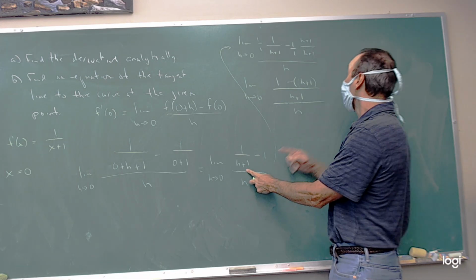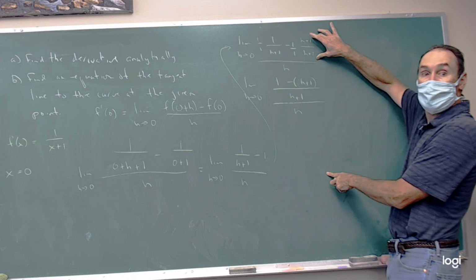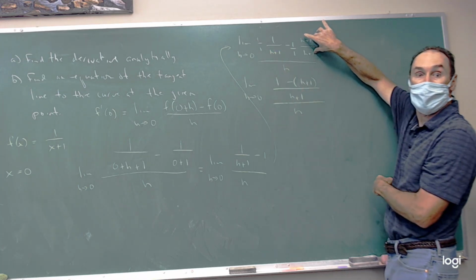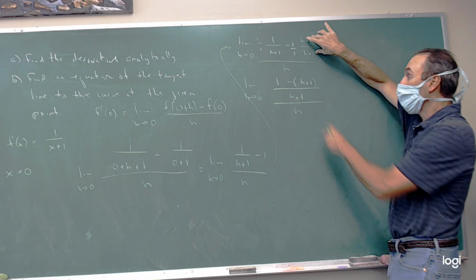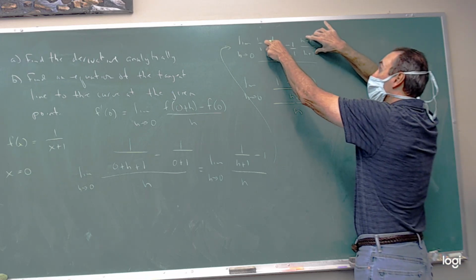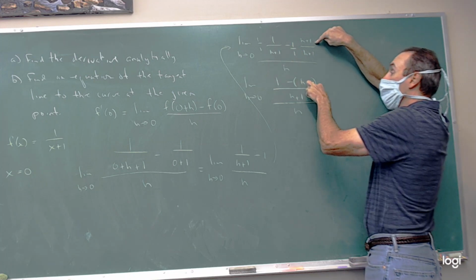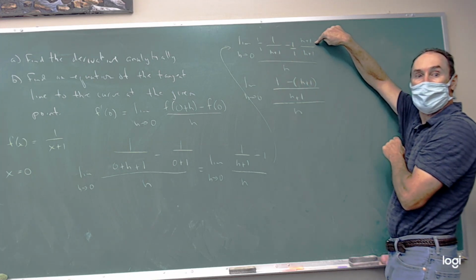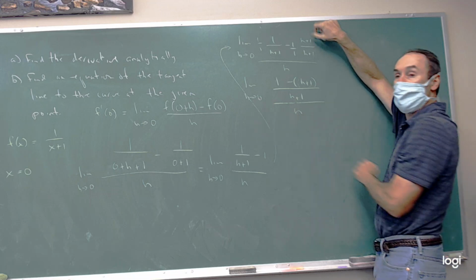So the 1, we're going to multiply top and bottom by h plus 1. And you can just leave that one the way it is. So we get our common denominator of h plus 1. We have this one minus, and then we're going to multiply through by that h plus 1. Still all over h, still limit.